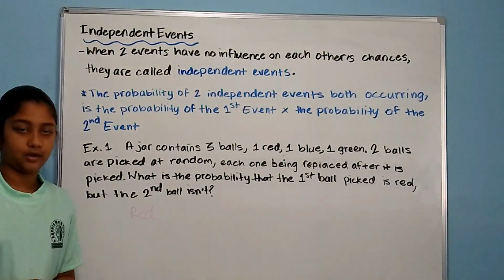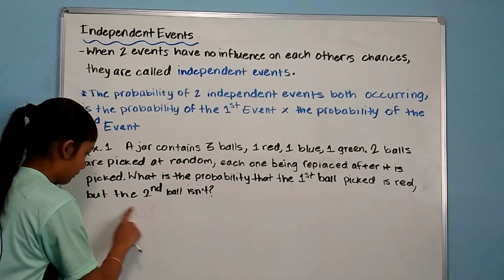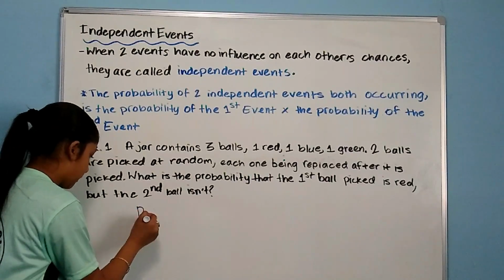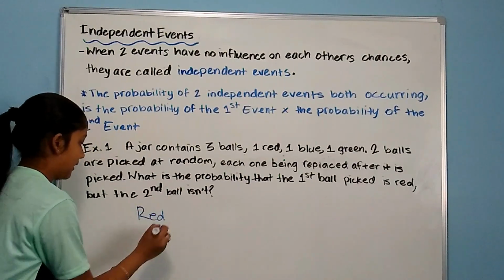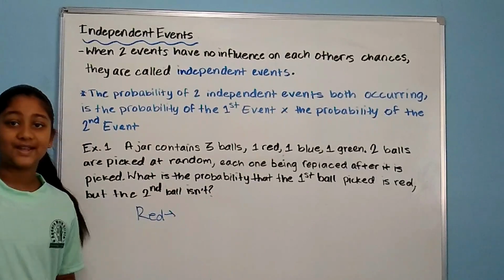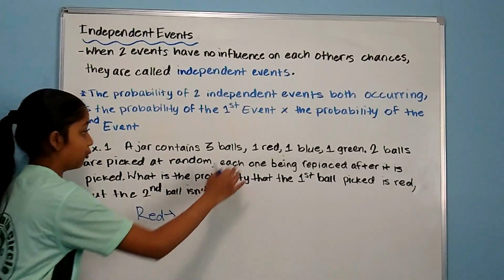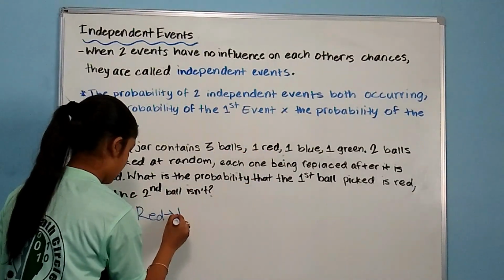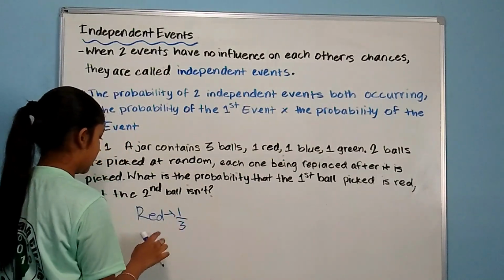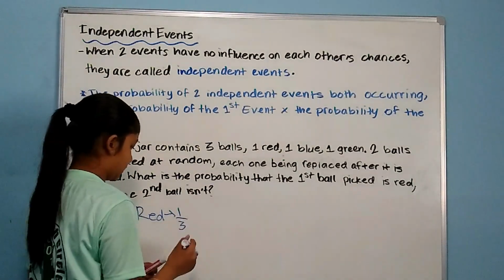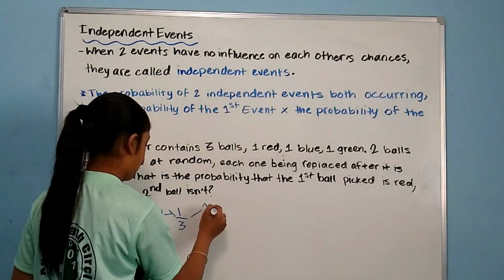I'm going to use a different color. So let's write red. Now the probability of getting red is 1 out of 3, since it's one option out of 3. So this is the first event here. I'm just going to go ahead and label it.